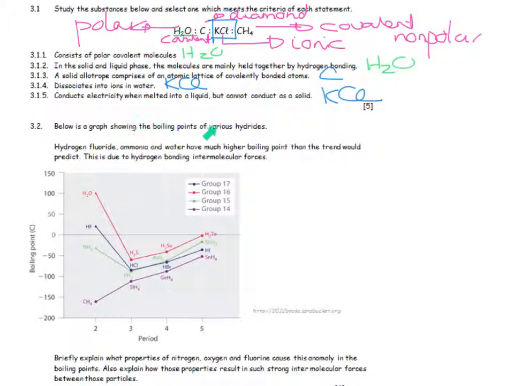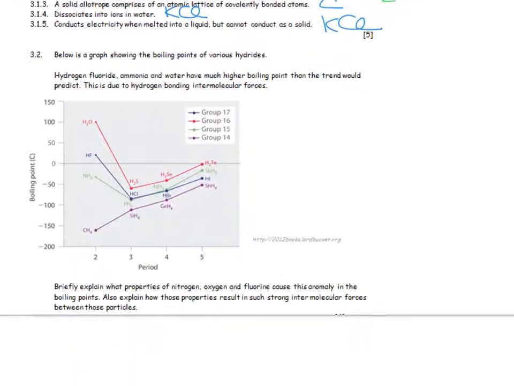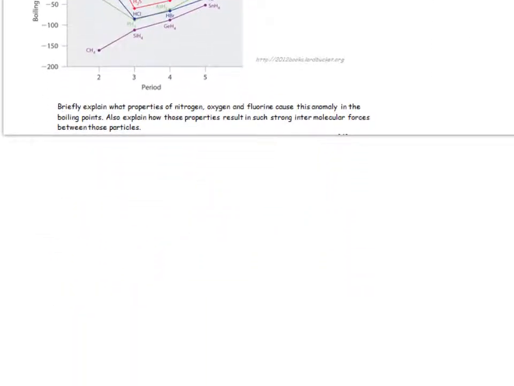Below is a graph showing the boiling points of various hydrides. Hydrogen fluoride, ammonia, and water have much higher boiling points than the trend would predict. You'd expect them to be down like that as their lines go. This is due to hydrogen bonding intermolecular forces. The question asks me, briefly explain what properties of nitrogen and oxygen and fluorine cause the anomaly in the boiling points. Also explain how those properties result in such strong intermolecular forces. So you can't just say that it's because hydrogen bonding is stronger than expected, because otherwise you aren't explaining to me what properties and how. So I need both of those.